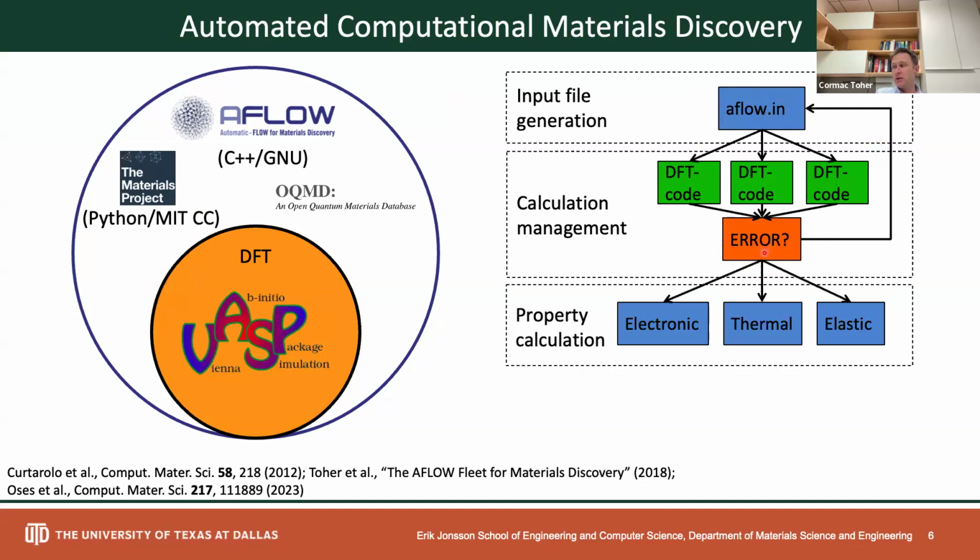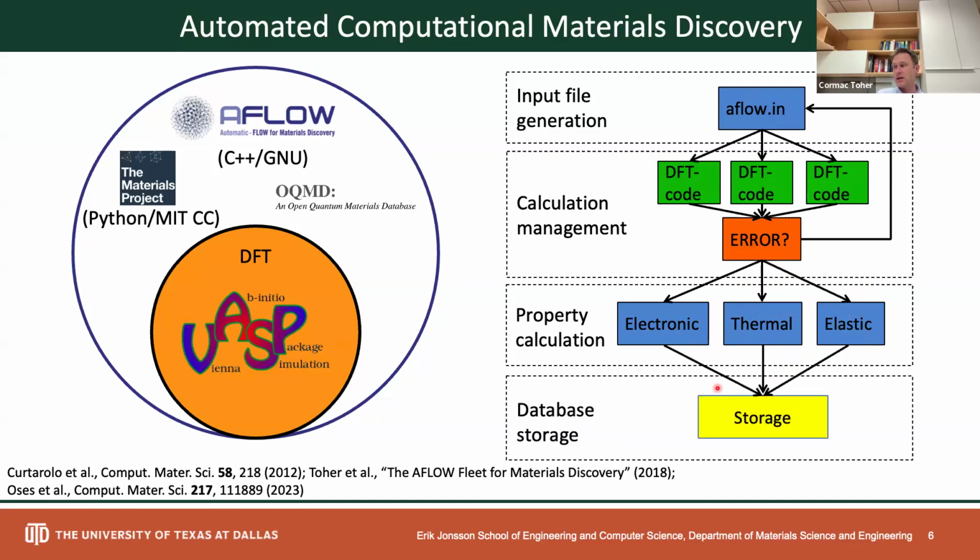If everything converges successfully, then it can parse the output files and extract things like the electronic band gap. It can plot the full band structure in reciprocal space along the high symmetry paths. It can combine results from multiple different DFT calculations to calculate, for example, the phonon dispersion, or it can calculate elastic properties, so bulk modulus, shear modulus, and so on. And then at the end, it formats the data and puts it into the database for online storage and dissemination.